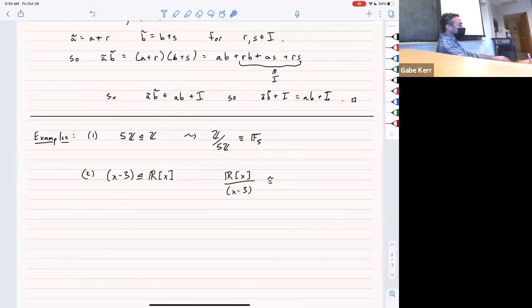Now we're going to do the same thing here. We're going to take all polynomials and set x minus 3 to 0. If we set x minus 3 to 0, that means x should equal 3. So we're just fixing x at 3. We can think of this as evaluating all of our polynomials at 3. And what are we left with? We're just left with all our real numbers, all values of all possible polynomials. Indeed, this is just isomorphic to R.